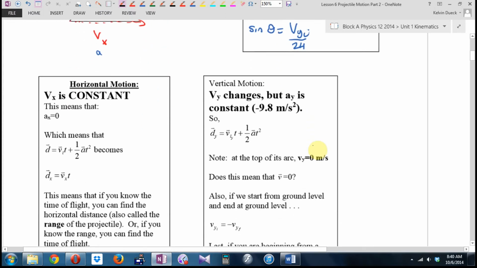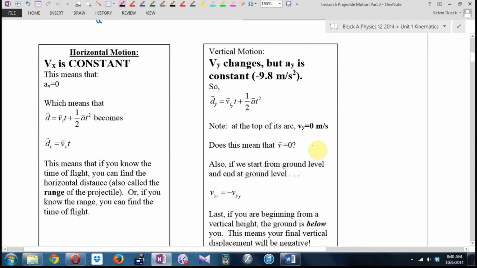Key ideas: horizontal motion is constant. What does that mean? That means that Ax is 0, which means this is your range equation. Instead of d equals vit plus a half at squared, Logan, you don't need to say the plus a half at squared. Woohoo! Vertical motion, Vy changes, but Ay is constant. So dy equals viyt plus a half at squared. This means it's a quadratic.